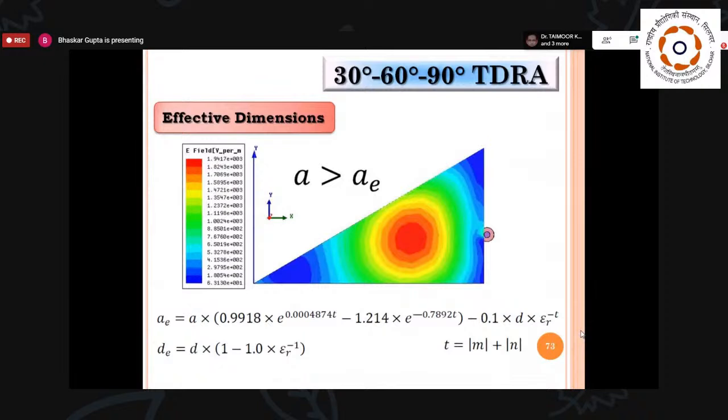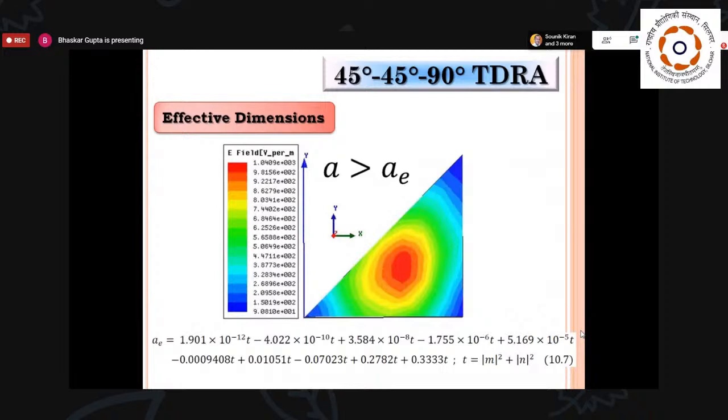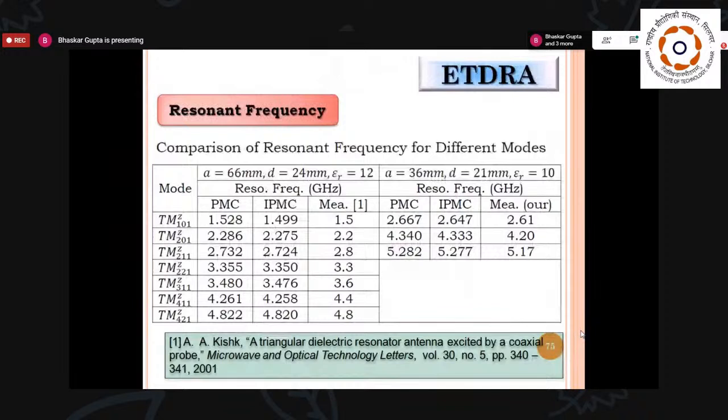These are the formulae for AE and DE. For 45, 45, 90, these are the formulae for AE, you see. And so for all different shapes, we can now formulate like this. And then we once again tried to recalculate the resonant frequency and compare it against the experimental data given by Dr. Kishk. He did not give any theory, but the theory was now provided by us. We compared it with our measured data also.